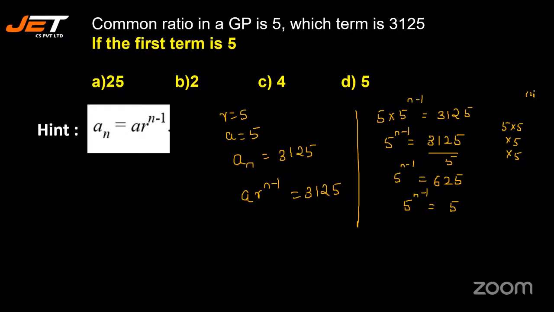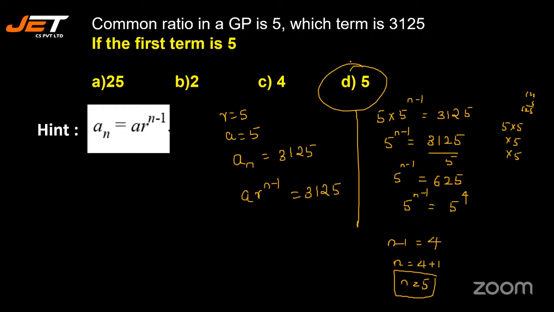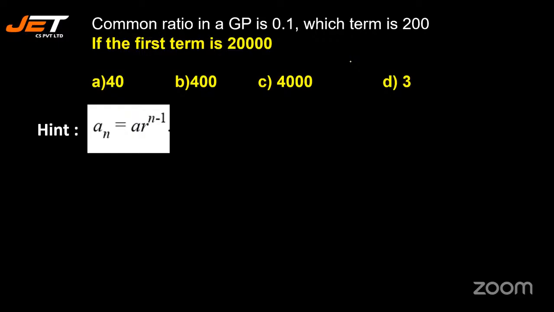So since the base is same, we can equate the power. So n minus 1 is 4, n is equal to 4 plus 1. So n will become 5. Okay. So your answer must be 5. Let's check the answer. It says 4 for n minus 1, isn't it? So the answer must be 5. Okay. All right. See the next question.